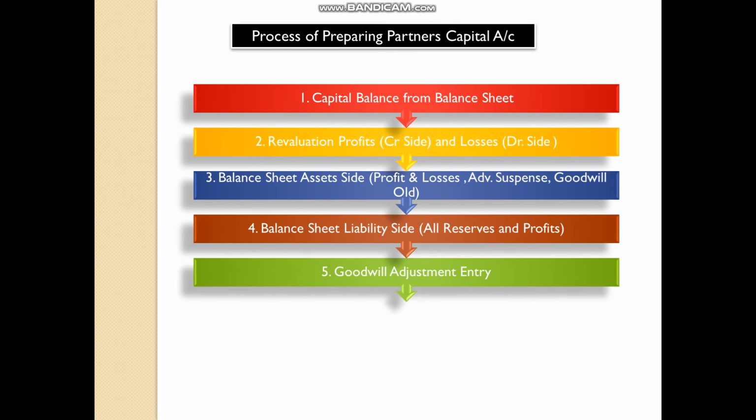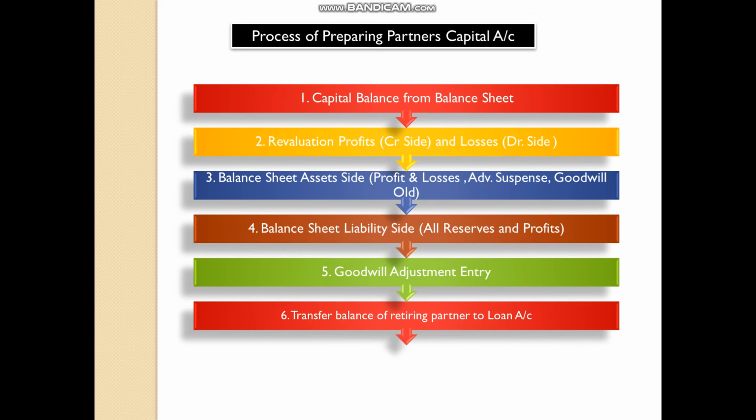Then the goodwill adjusting entry. Whenever a partner retires, we will pass a journal entry: the gaining partners' capital accounts are debited and the sacrificing retiring partner is credited. So we will post this entry to the partners' capital accounts on both sides, because the gaining partner is debited, so the debit side of their capital is affected, and the retiring partner is credited, so the retiring partner's capital is affected on the credit side. After that, transfer the balance of the retiring partner to the loan account.